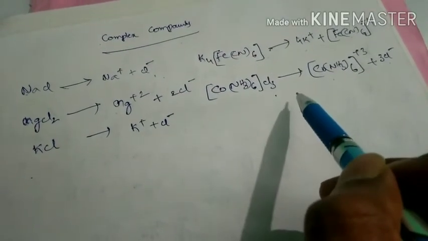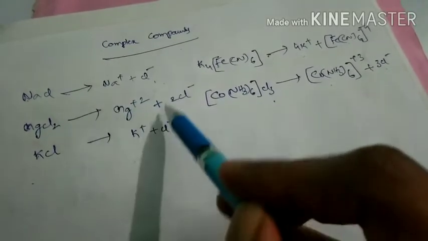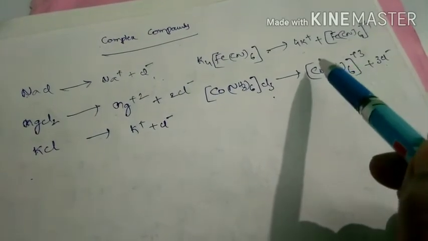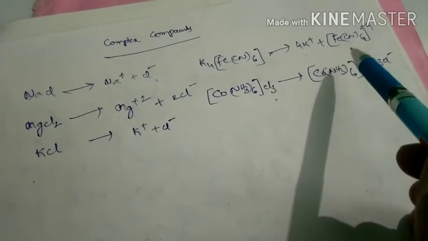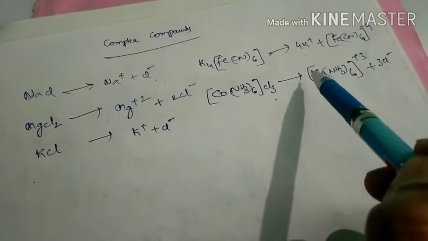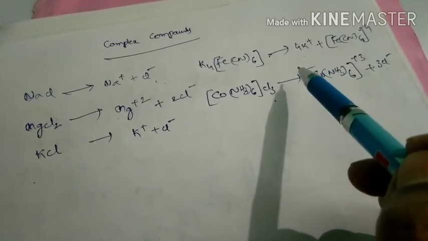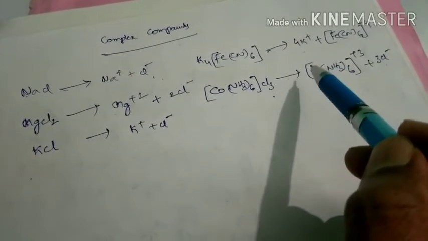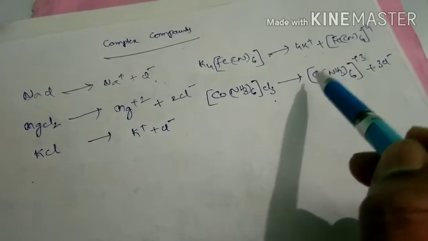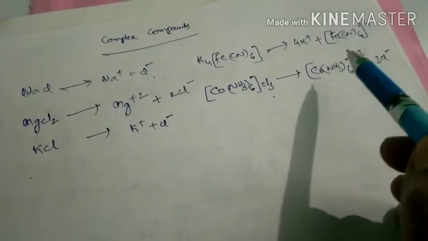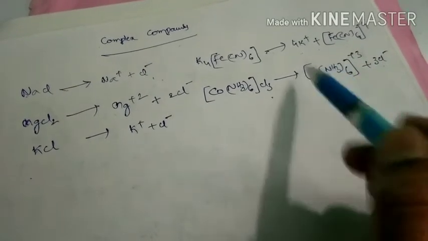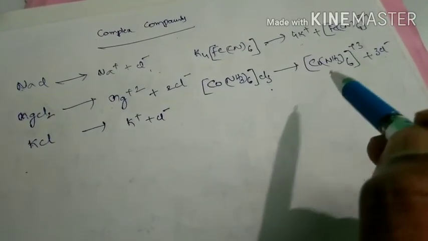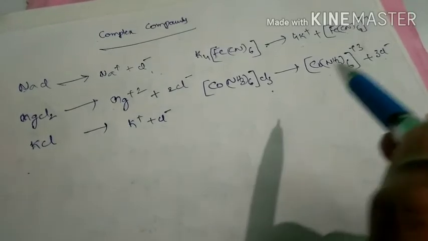So what is the definition here? In this type of compounds, we can identify all the ions. But in this type of compounds, we cannot identify all the substances. Such compounds are called complex compounds. So what is the definition? The compounds in which some of the substances lose their identity. Losing identity means we cannot identify those substances. Such compounds are called coordination compounds or complex compounds.